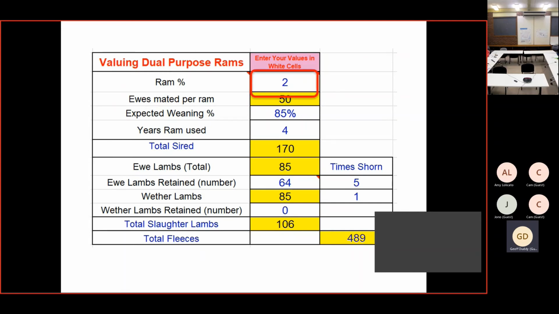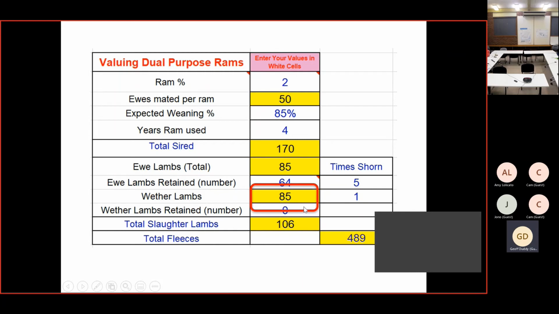So we're saying, okay, you can change these values. Anything in the white cells you can enter. So we're saying we've got 2% rams at joining. We get an 85% weaning rate, so quite a low weaning rate. But you can change all this and see what impact it has on the value of the ram that you can pay up to. Total lamb sale per ram is going to be 170. 85 of those, half of those are ewe lambs. There's 64. I'm basically putting in there that you're selecting 75% of your ewe lambs for replacement breeders. You can change that value if you want.